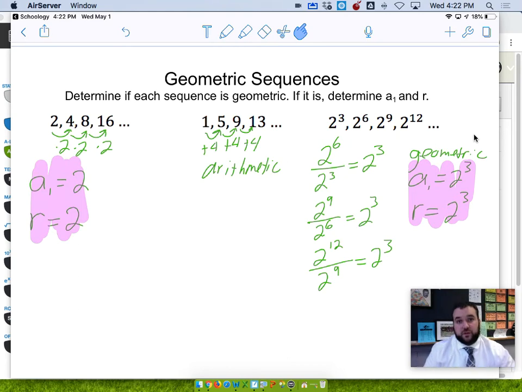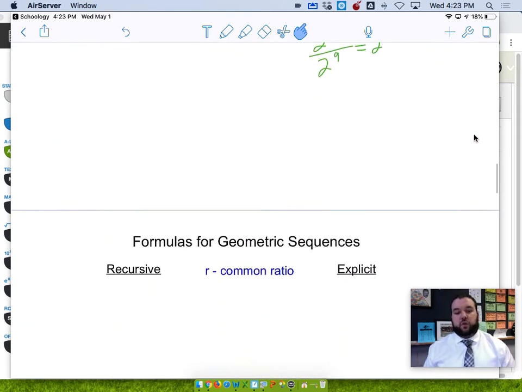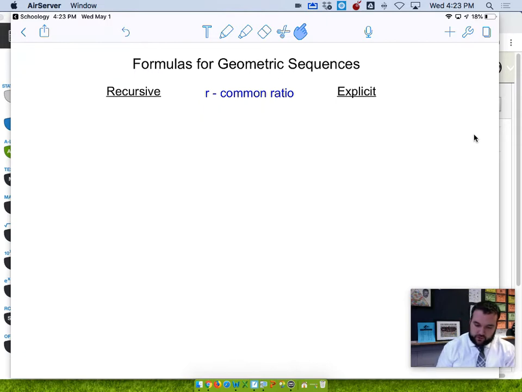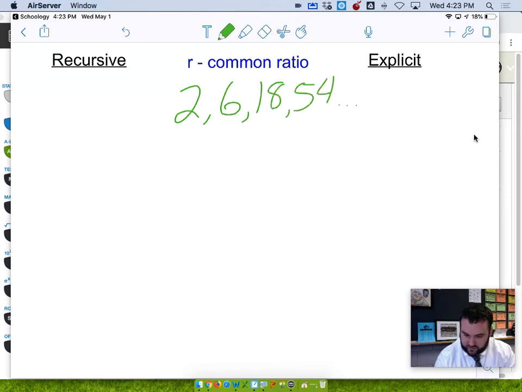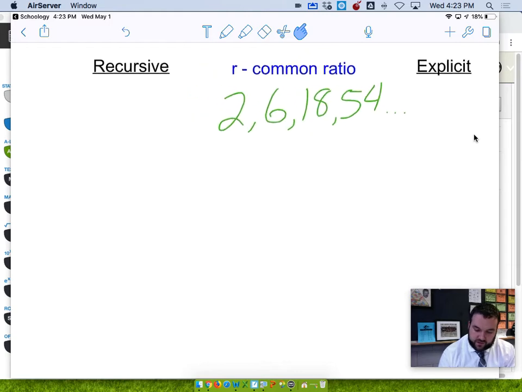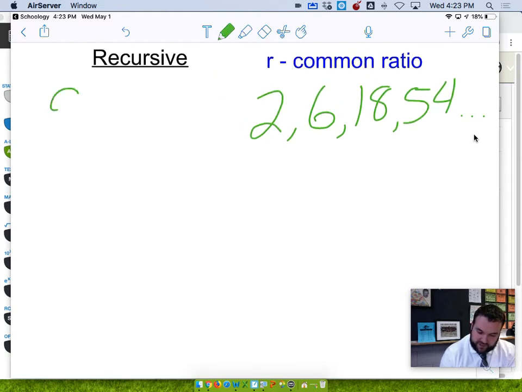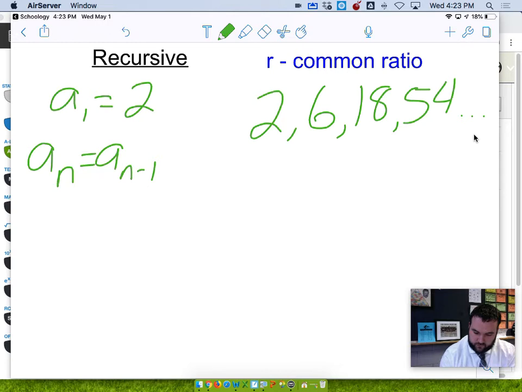So the next thing we have to do with these geometric sequences is to write the formulas for them. So let's just pick a random sequence. Let's start at 2 and let's have the pattern be multiplying by 3. So 2 becomes 6, becomes 18, becomes 54, and so on. The recursive sequence tells me, tell me the first term. Well, that's 2. And then we saw yesterday, every recursive sequence starts the same way. But then here, to get from the previous term to the next term, I'm going to multiply by 3.